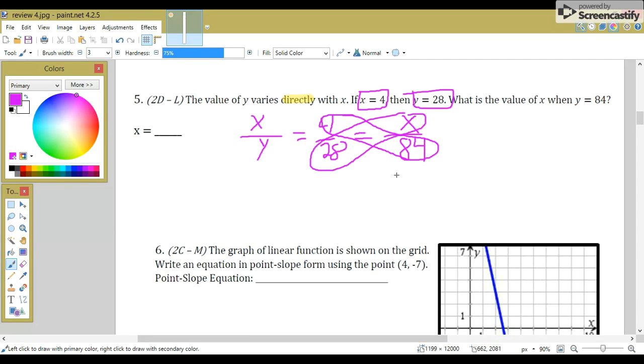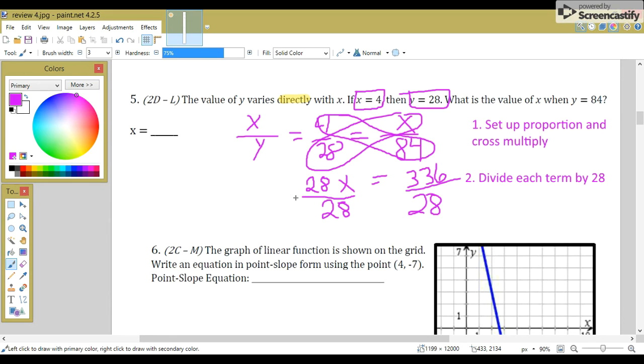4 times 84 is 336. And 28 times x is 28x. From here, we want to get x by itself. So the opposite of multiplying is dividing. So we're going to divide each term by 28. 28x divided by 28 is 1x. 336 divided by 28 is 12. So x equals 12.